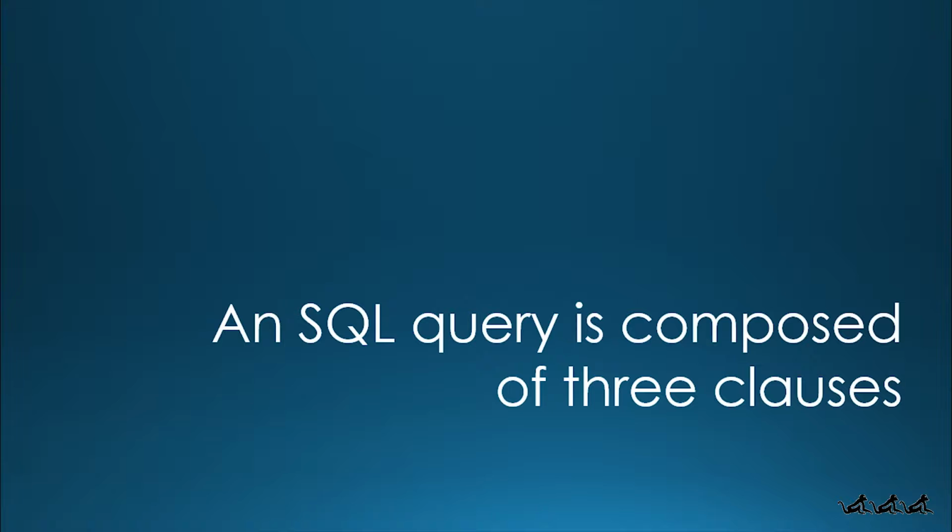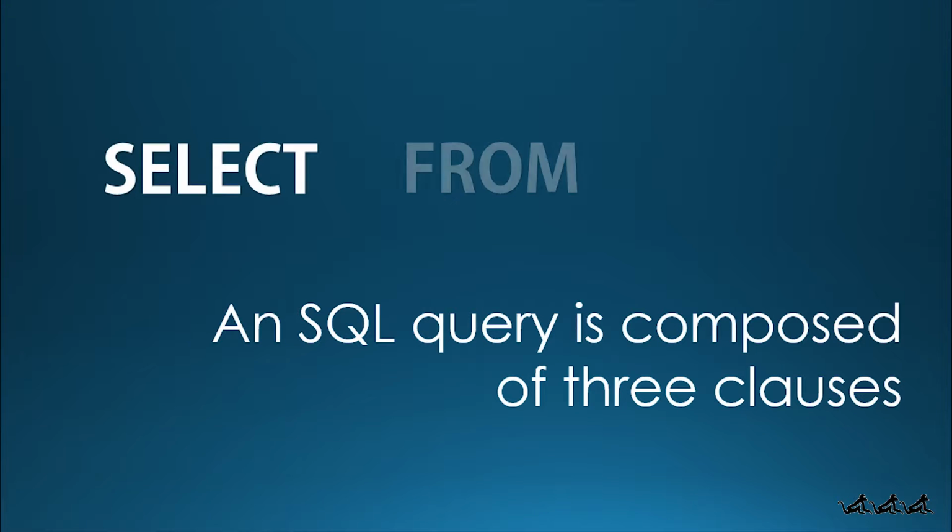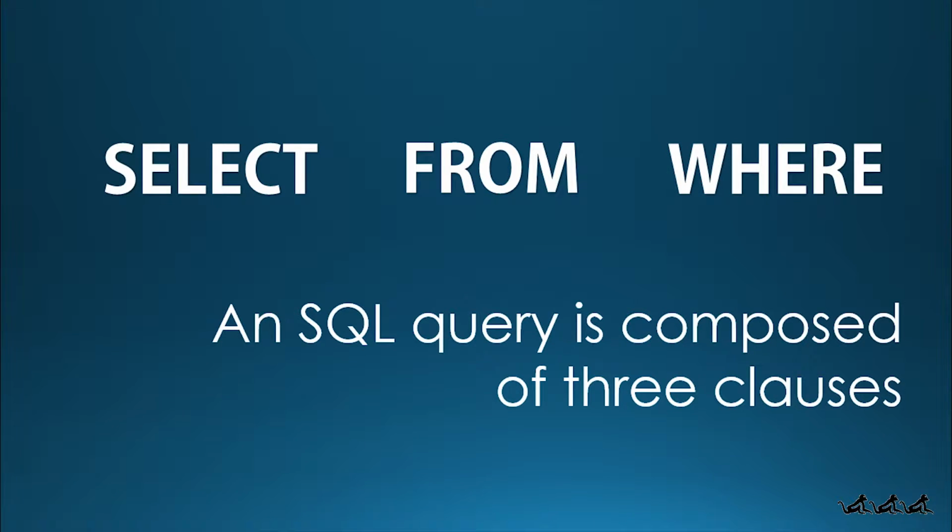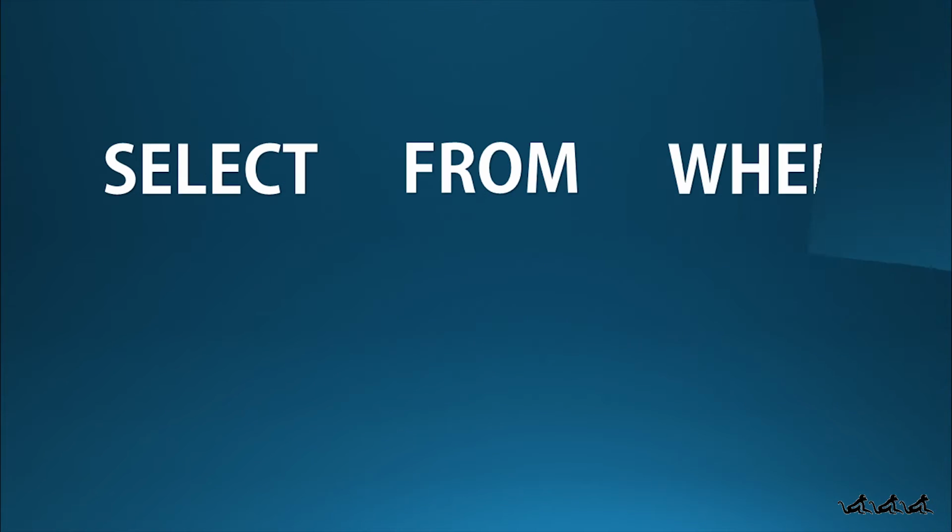So when we go to develop an SQL query, it's composed of 3 clauses: the select, the from, and the where. Each of these is important in its own way. The select and from are required components, and the where clause, we can add that on later if we want to be more specific in what we're trying to extract from the table. So let's look at each one of these.